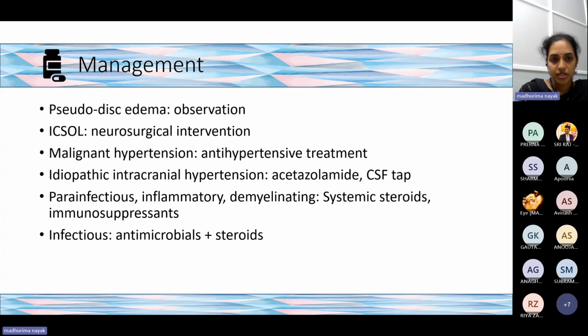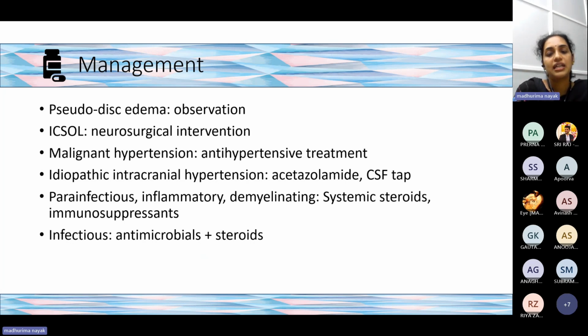So how do you manage disc edema? Since we know that there are a number of causes for disc edema, the management depends on what is causing the disc edema. If it's a pseudo disc edema, you know whether you want to just observe it. ICSOL, you need a neurosurgical friend to come and help you with it. Malignant hypertension, as I said, slow, steady antihypertensive treatment. Idiopathic intracranial hypertension, CSF tap, acetazolamide, VP shunts, all these are treatment options.